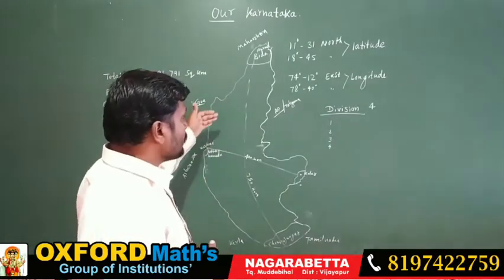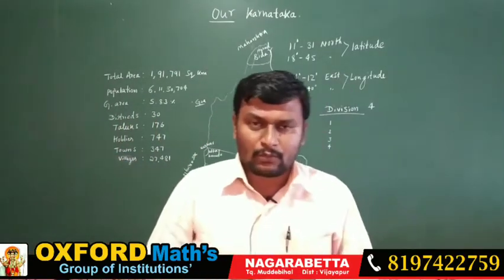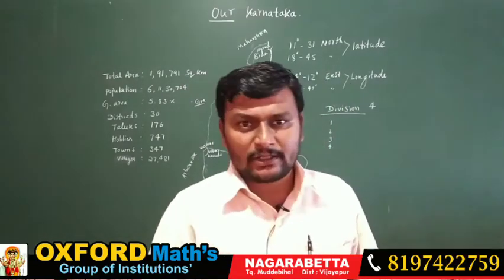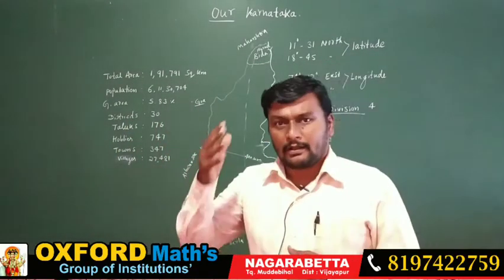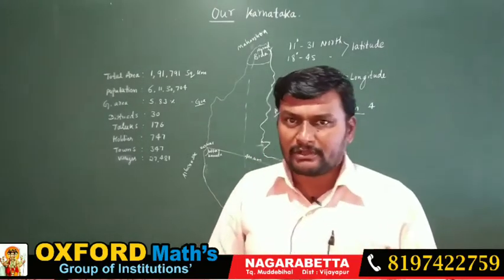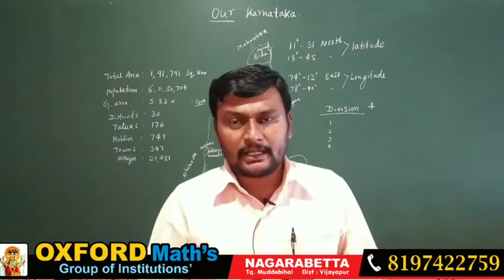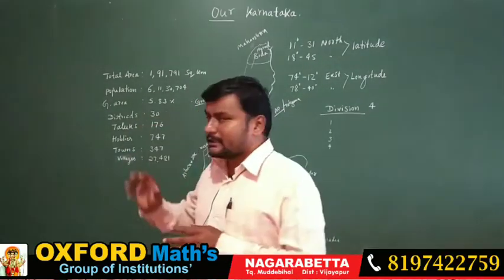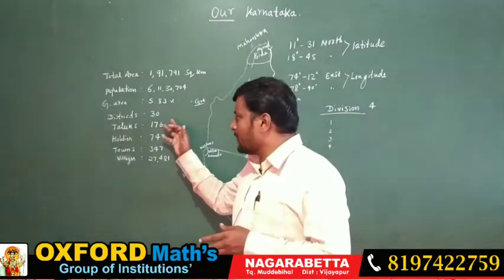So now we know the clear structure of Karnataka, where to where it extends, what the distance is between north and south and east and west, how many states share the land border, and which water body surrounds Karnataka. For administration purposes, we divided Karnataka into how many districts? We divided it into 30 districts, and for administration purposes how many taluks are there?